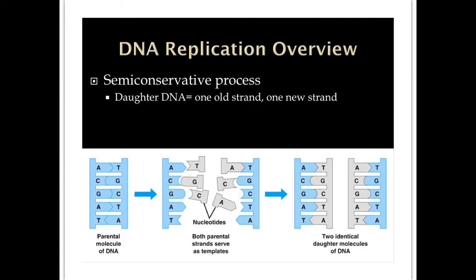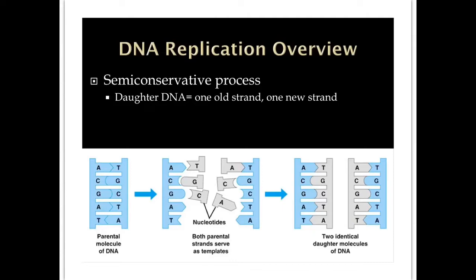DNA replication can be called a semi-conservative process because the two daughter DNA molecules made at the end are composed of one original strand, or we can say a parental strand because it came from the parent molecule of DNA, and then one new strand. So both of them have one original strand, one new strand.